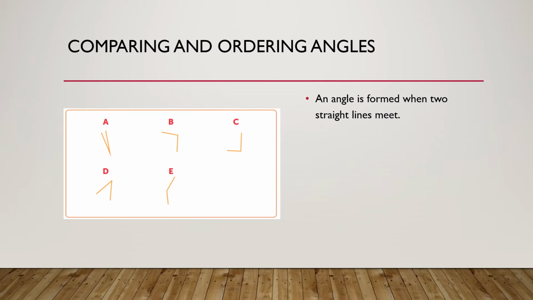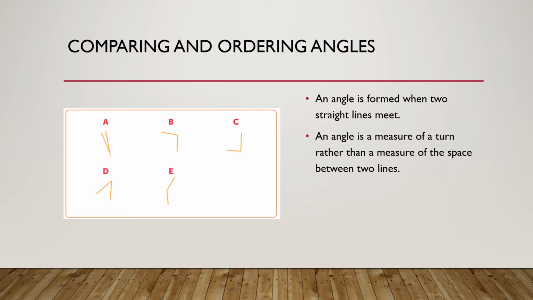So, an angle is formed when two straight lines meet, not when curved lines meet. They have to be straight. And an angle is a measure of the turn rather than a measure of the space between the two lines. Over the last week or so, we've been looking at area, think about measurement, centimeters. This is not like that. This is the gap between them in terms of how much of a turn it is. Because if the lines are longer, then the absolute gap between them might be bigger, even if it's actually still quite a narrow turn.